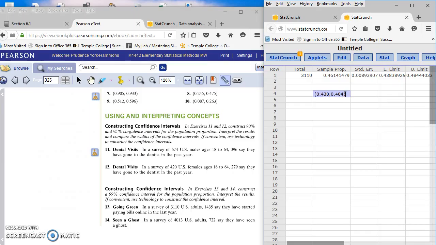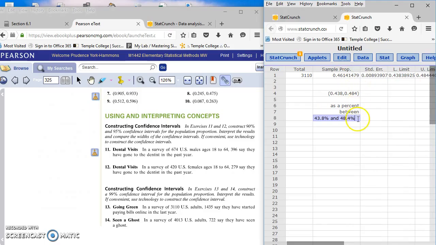Now, often they'll want you to list this as a percent. So as a percent, you might say it's between 43.8% and 48.4%.